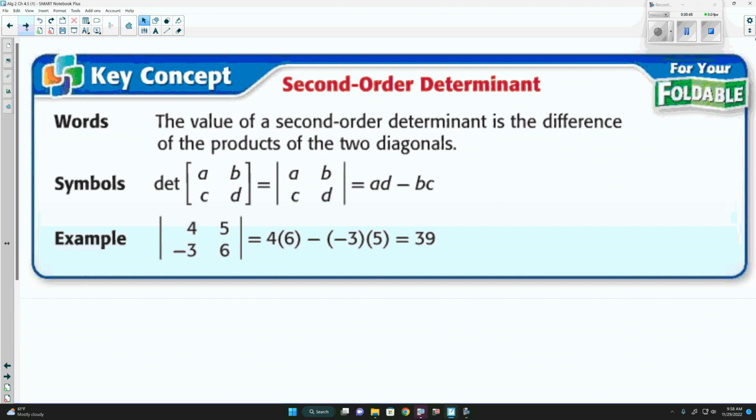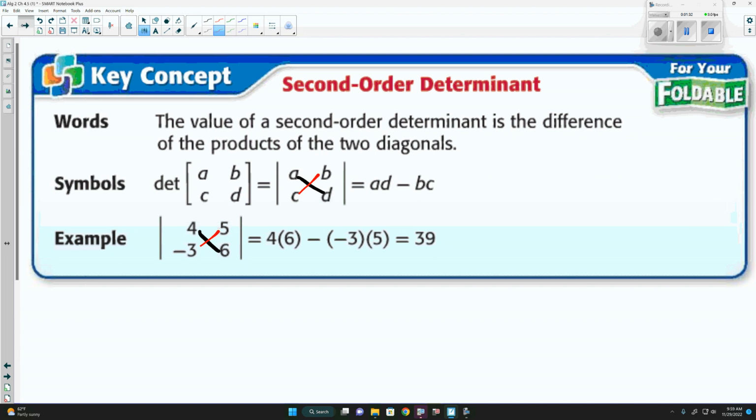Now here we're talking about a second order determinant, which is the difference of the products of the two diagonals. When we talk about second order, we're talking about a 2 by 2, so it would have 2 rows and 2 columns. So we're going to take the difference of the product of the diagonals: A times D minus B times C. So here, 4 times 6 minus 5 times negative 3. And that's going to give us our determinant.